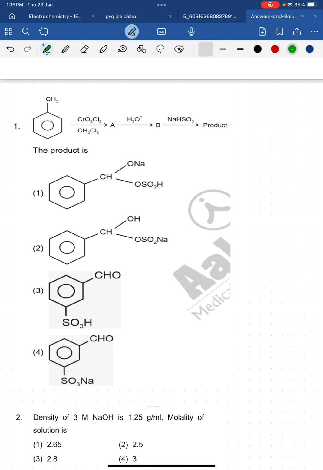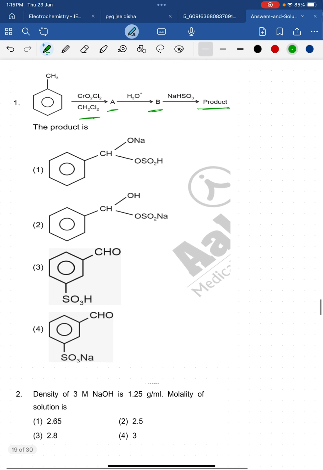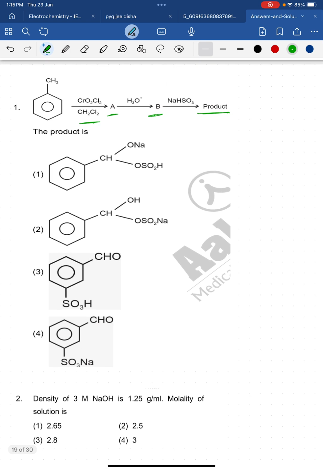See here, the first question they gave is toluene and CrO2Cl2 in the presence of CS2 (CS2Cl2), which is a solvent anyway. We expect A, then followed by hydrolysis we get B. After treating with NaHCO3, again we get a product. So the products they are expecting... this is directly from an NCERT question. This is called the Etard reaction. We can expect it, where they gave this reaction directly from NCERT.